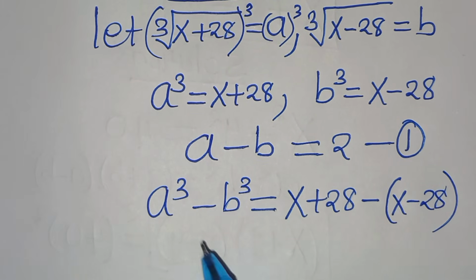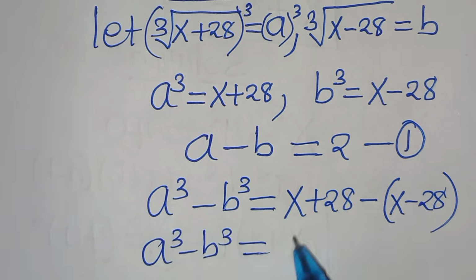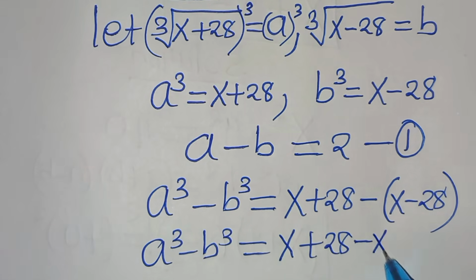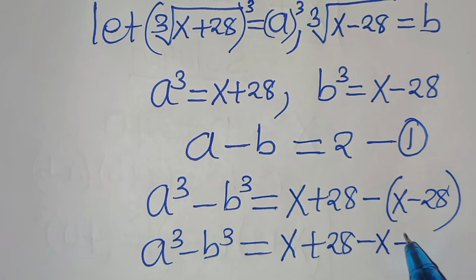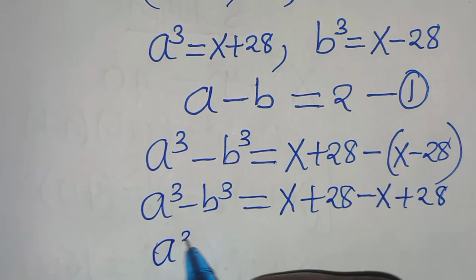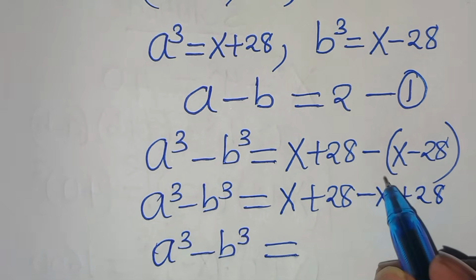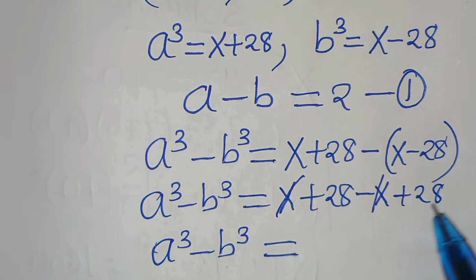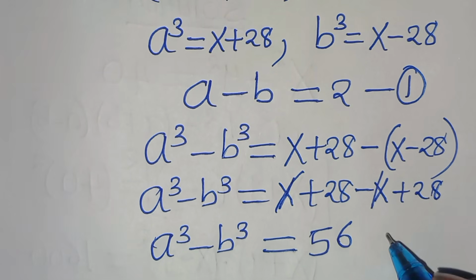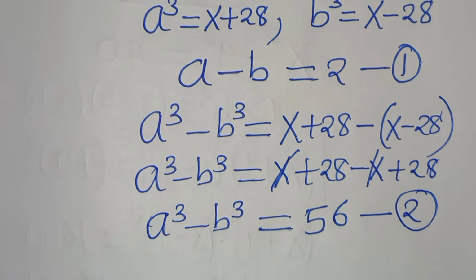So this means that a to the power of 3 minus b to the power of 3 is equal to x plus 28 minus x, negative times negative 28, this is plus 28. And this means that a to the power of 3 minus b to the power of 3 is equal to x minus x, this simplifies, 28 plus 28. This is 56. Now let's call this equation 2.